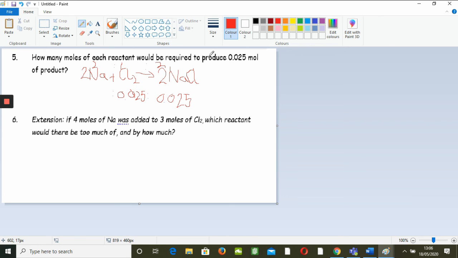Right? If there are 2 moles of sodium chloride produced for every 2 moles of sodium, that should mean that the same number of moles of sodium reacted. So that means that you should have 0.025 moles of sodium. Okay, I'm going to leave it short and sweet there.